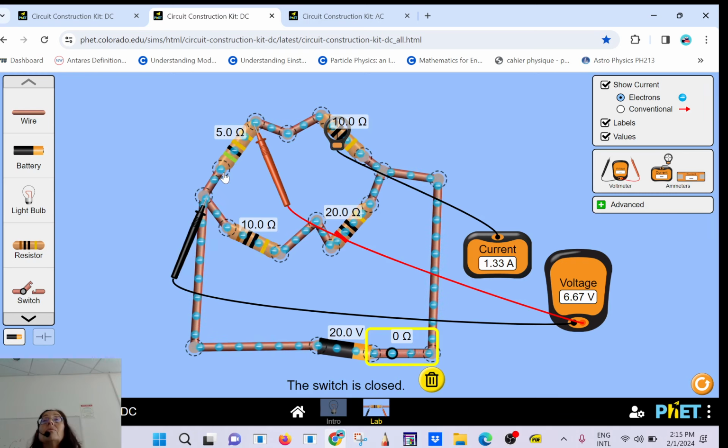Okay, so let's review AC. I have an AC power supply here. I just have to close my circuit. I don't know why, I think this app does not like me anymore. Everything I try to do gets messed up. Okay, so what do you see here?